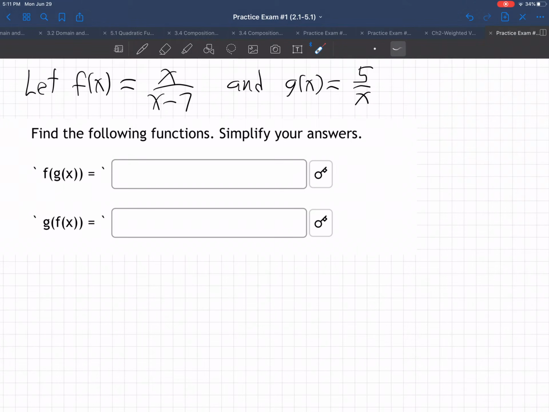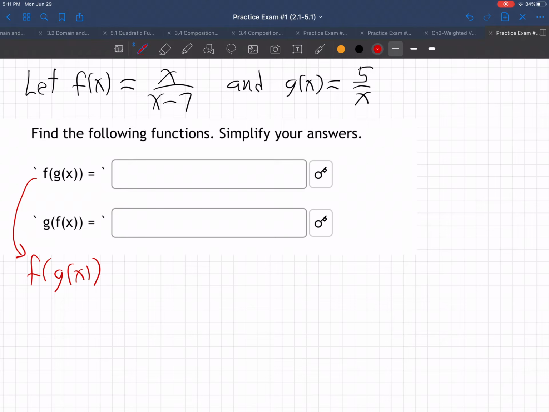Welcome to an example of plugging one function into the other where we've got fractions. So let's take a look at what's happened here. We got this function, which is a fraction, and this function, which is also a fraction. And they want us to find f of g of x and g of f of x. So this can be pretty messy. Let's go through it. So on the first one, they want f of g of x.